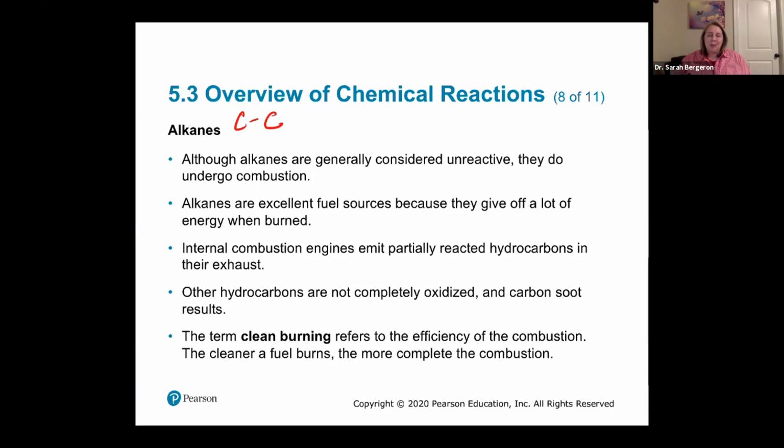And so you've probably heard in the news and things like that, that they're trying to develop engines that are clean burning. So what do we mean when we say clean burning? We're talking about the efficiency of combustion. What percent of our hydrocarbon completely combusted? And so the cleaner the fuel that burns, the more complete the combustion. So a perfectly clean burning engine would have 100% complete combustion.